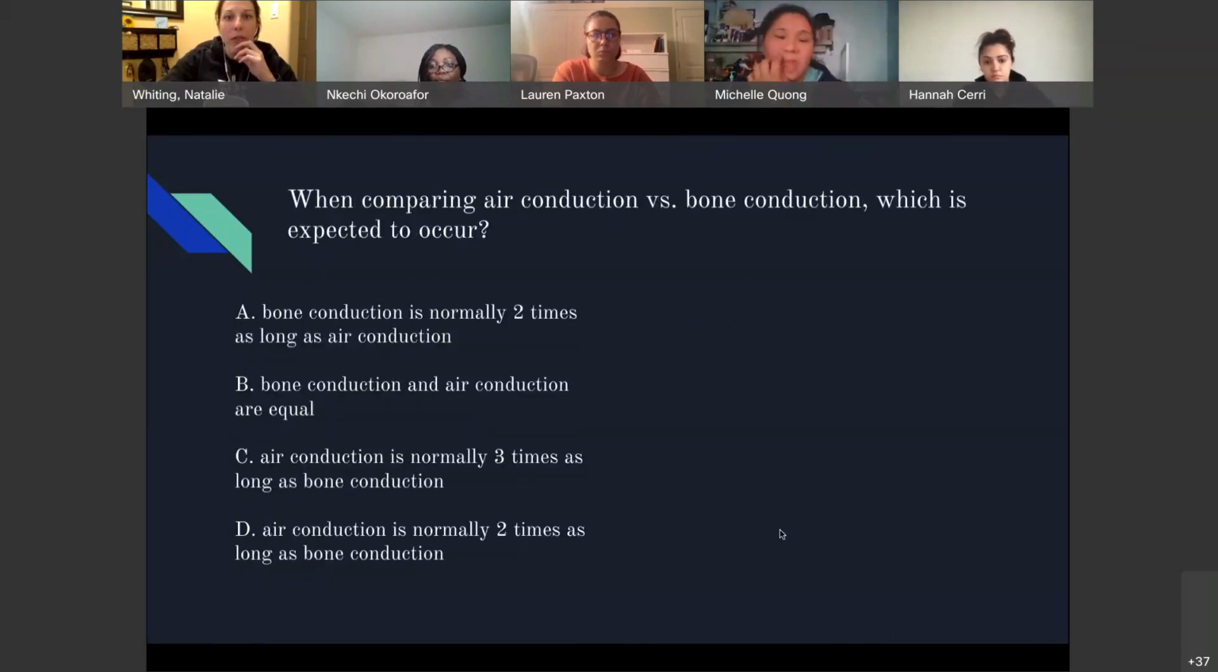I think there's one more. When comparing air conduction versus bone conduction, which is expected to occur? A, bone conduction is normally 2 times as long as air conduction. B, bone conduction and air conduction are equal. C, air conduction is normally 3 times as long as bone conduction. Or D, air conduction is normally 2 times as long as bone conduction.